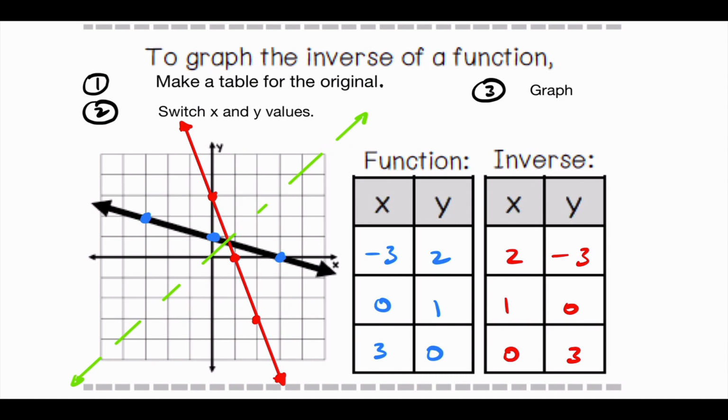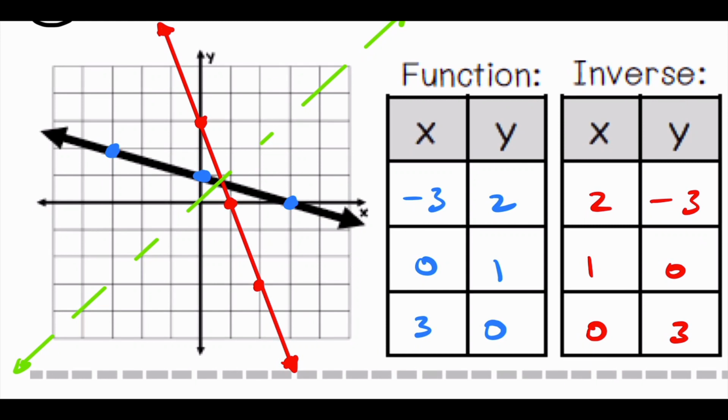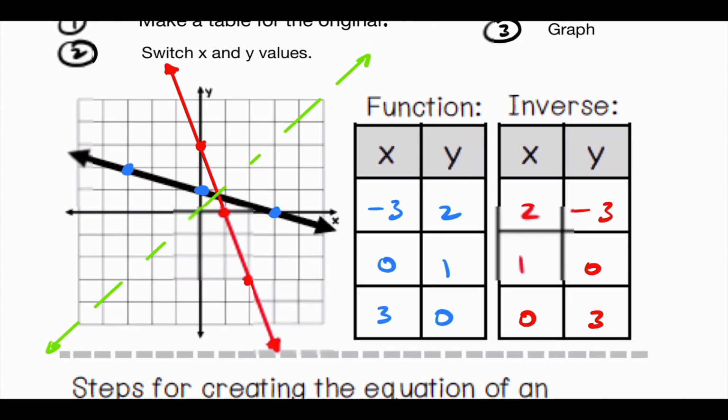So that mirror line here. This dot right here goes with that dot there. They're the same distance away from the green. Same thing with this dot and that dot. Same thing with this dot and this dot. They're the same distance away from the green. They mirror. Okay? That's how you know you did it right.